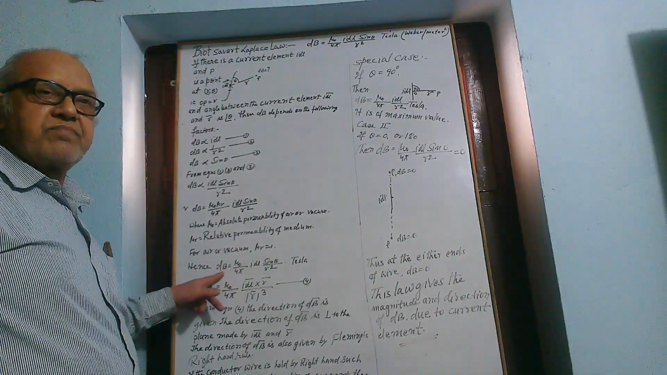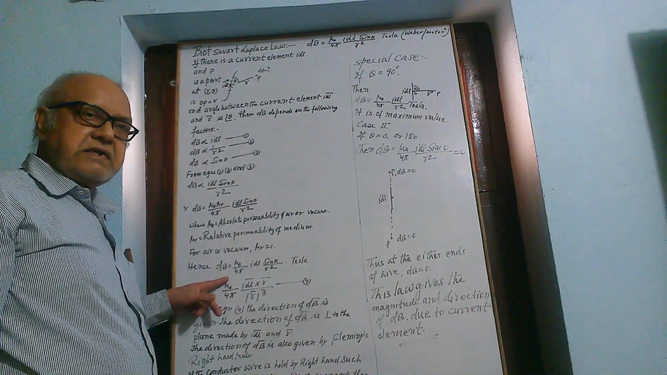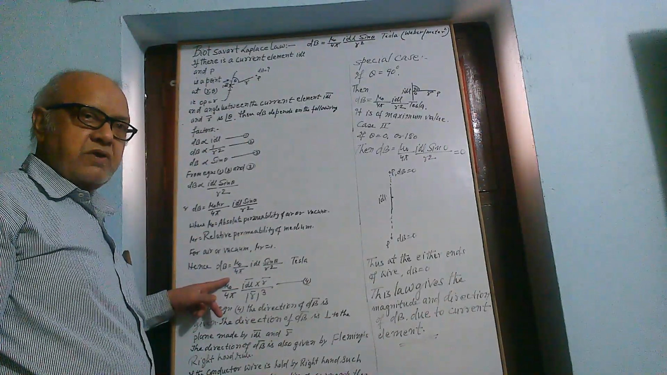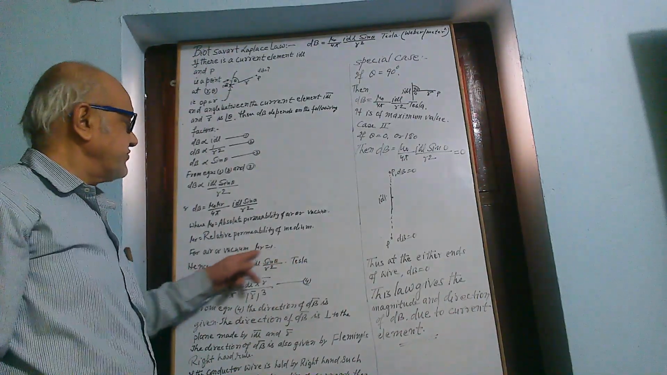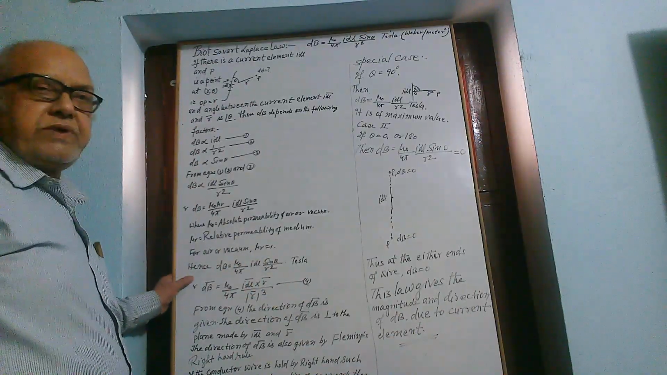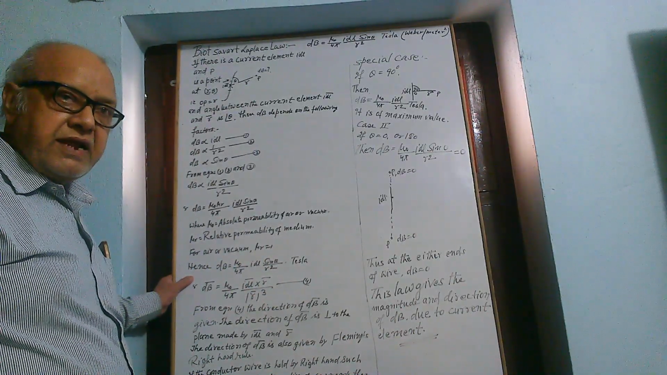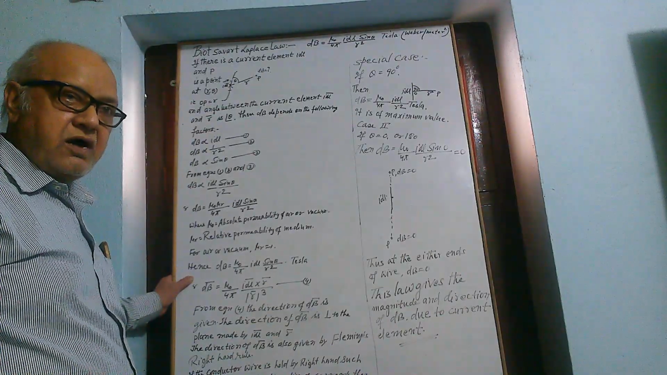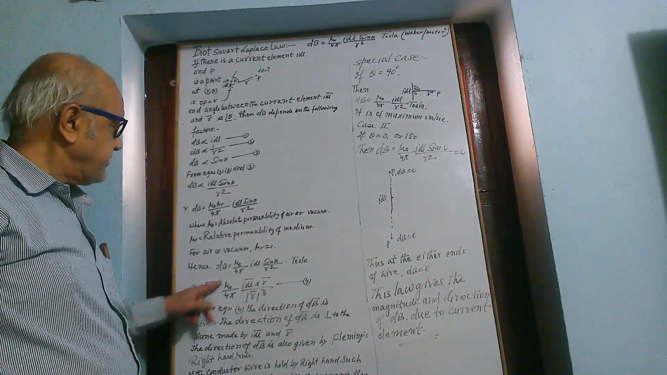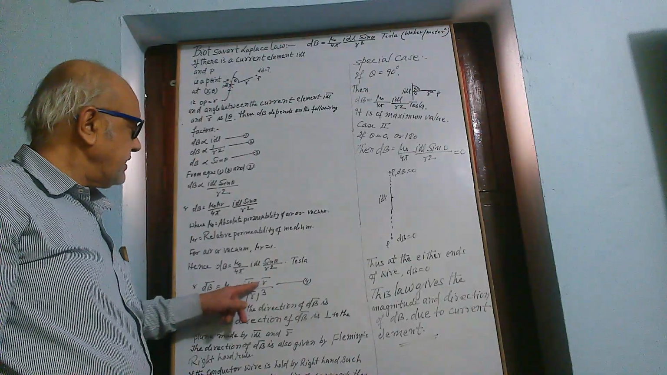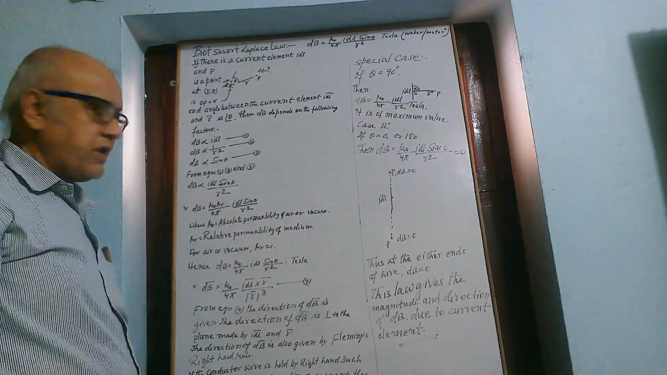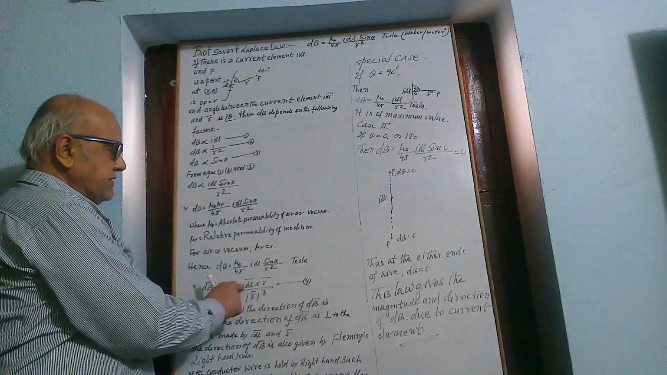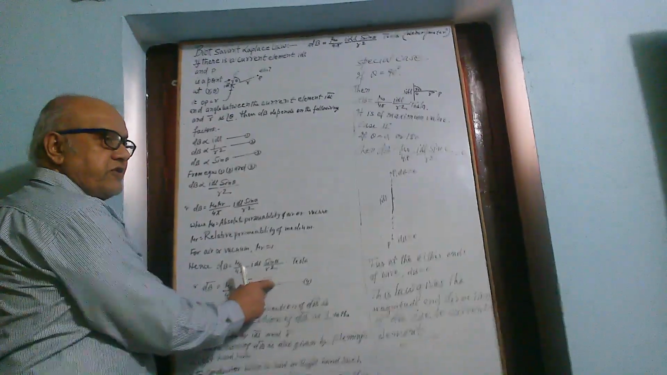This dB is a vector quantity. It has magnitude and direction. Up till now, the magnitude of dB is given in this equation. If we have to find both the direction and magnitude of dB, then dB vector is equal to mu 0 by 4 pi, Idl cross r by magnitude of r cube. Here this Idl cross r, this cross product, gives the direction of dB.